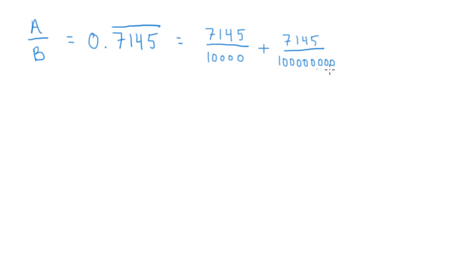So again, what is this doing? When I divide 7145 by this huge power of 10, it's just going to move the decimal point 8 places, so it's going to be 0.00007145. The first 4 zeros are where this 0.7145 fits in. Okay, so in other words, this is 0.7145 plus 0.00007145.